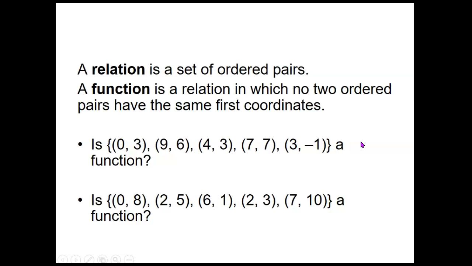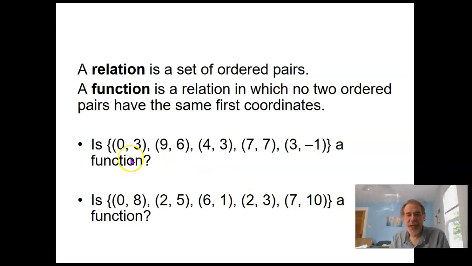So if we have any set of ordered pairs, that would be a relation. You can still say there's a relation between the two variables, but for it to be a function, no two ordered pairs can have the same first coordinates. So look at these examples. In this example, we have a set of 5 ordered pairs: (0, 3), (9, 6), (4, 3), (7, 7), and (3, -1). For that to count as a function, we cannot have any two of those pairs with the same first coordinates. So is that a function? Yes, it is.